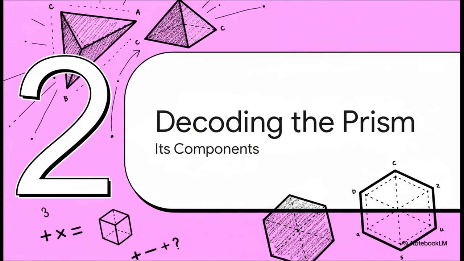Okay, so we've been introduced. Now it's time to really dig in. We're going to break this shape down piece by piece and uncover that secret code I was talking about. You could even call it its geometric DNA.